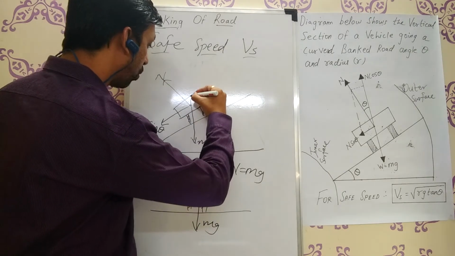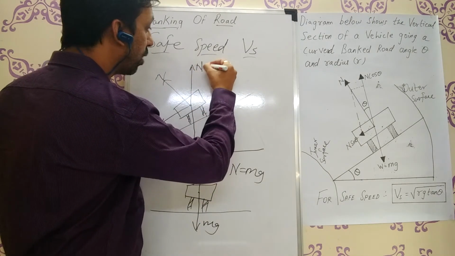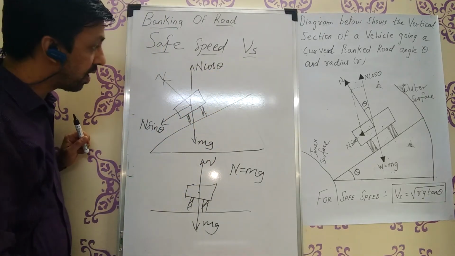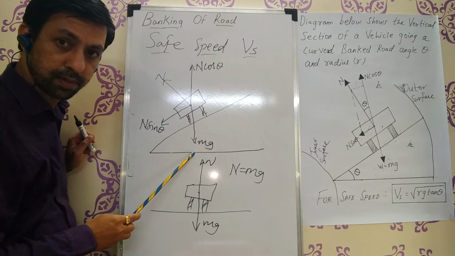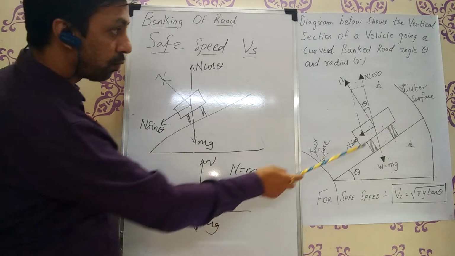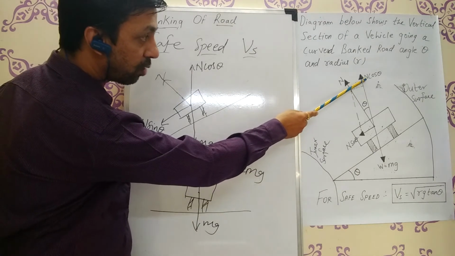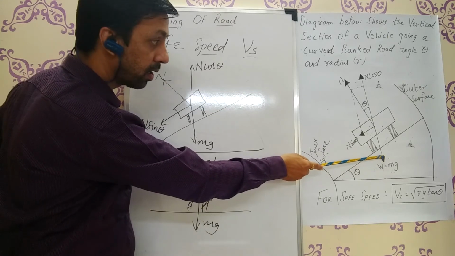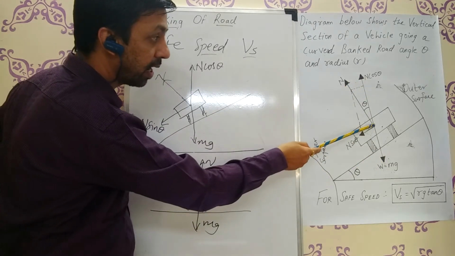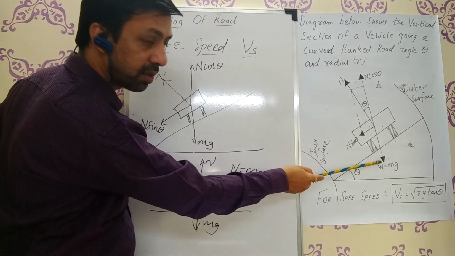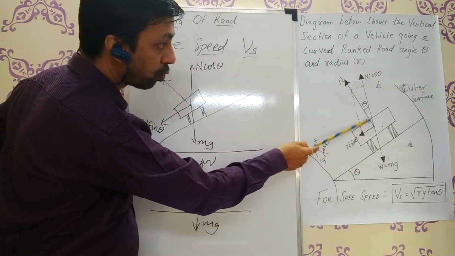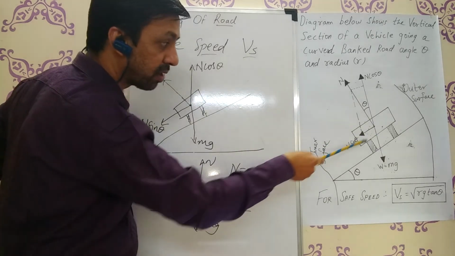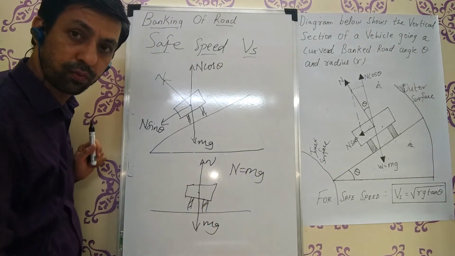Whereas one component will come in the line of weight, that is N cos theta. What we have here, N cos theta and mg will come in one line. You can see that N cos theta and weight are coming in one line, and that means N cos theta is trying to balance with the weight. The normal is perpendicular, and N sin theta is towards the center. That's why it will try to balance with the centripetal force.